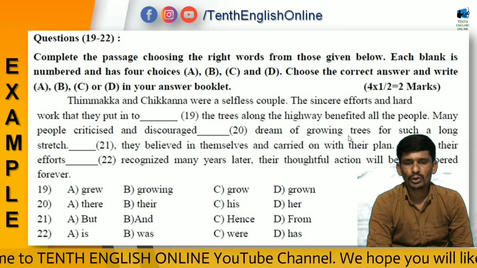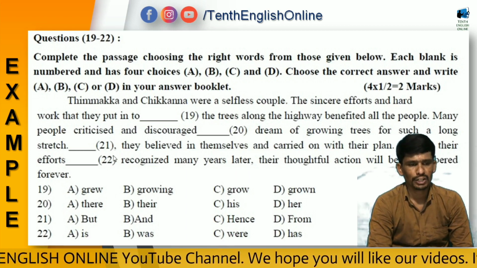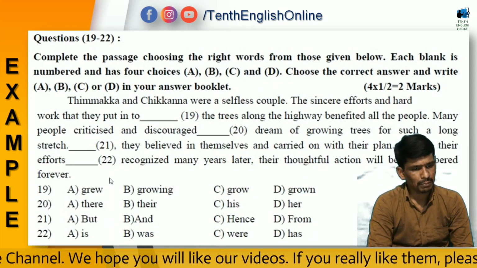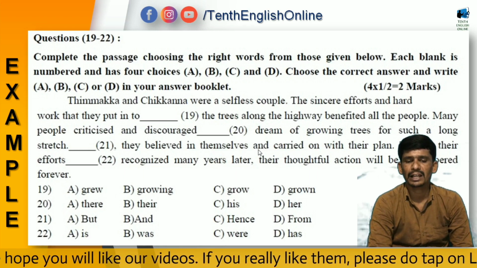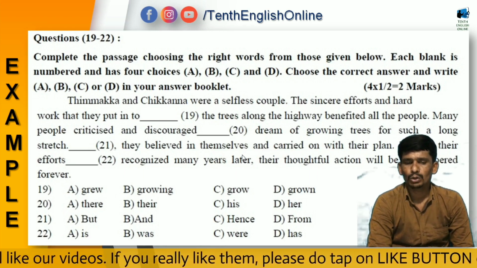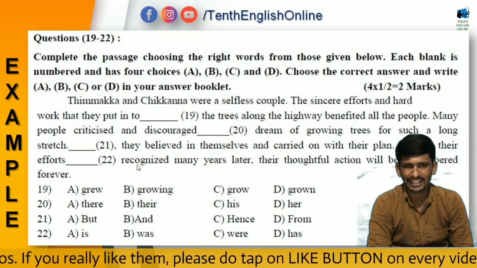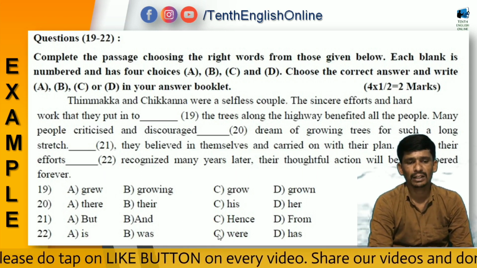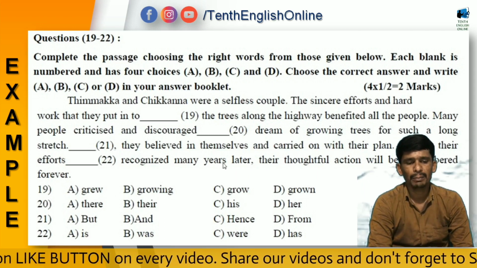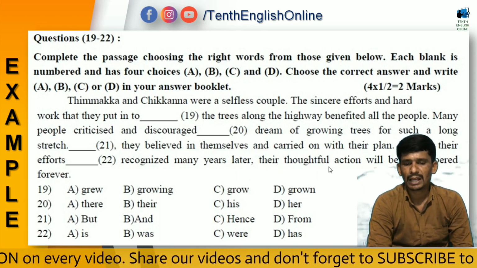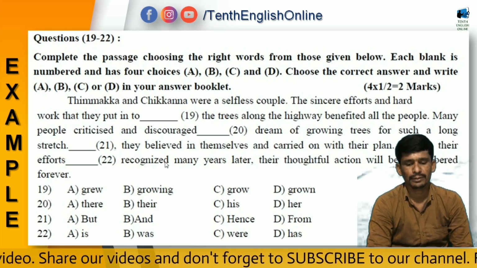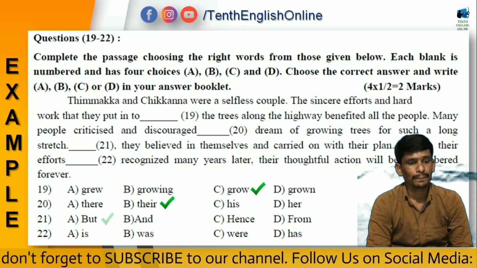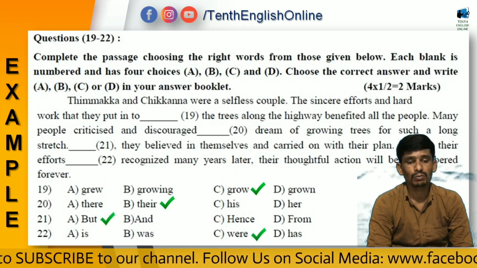Next, they dream of growing trees for such a long stretch. Dash they believed, but they believed in themselves and carried on with their plan, though their efforts dash recognized. So we are in the past tense. Were recognized many years later. Their thoughts, action will be remembered forever. Okay, you can see the answers here. First one is grow, second one is their, third one is but, and the fourth one is were.